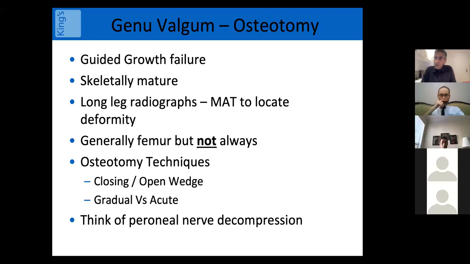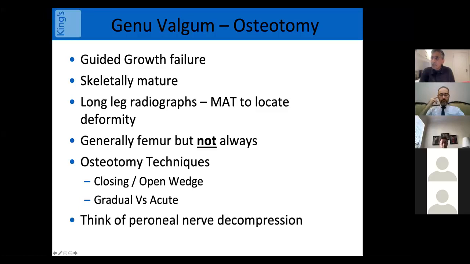It's very important not to assume. The classic teaching is that distal femoral is the main source of deformity, but it might not be. Sometimes both tibia and femur are involved too. The technique for correction is osteotomy after failure of guided growth. It could be closed or open wedge, depending upon your fancy.